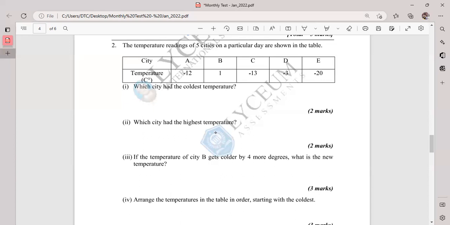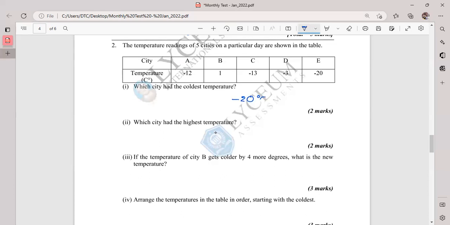Now you have 4 negative values, -12, -13, -3, and -20. What is the smallest value, children? The smallest value will be the coldest temperature, right? Or else the value which is far away from 0 will be the coldest temperature, right? Here we have 4 negative numbers. Out of these 4 negative numbers, -20 will be the coldest one, or else that is the smallest value.